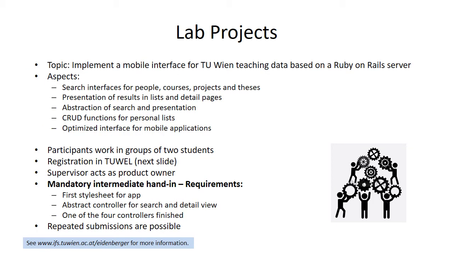Okay, what's happening in the lab project? There comes a list of requirements in the third part of this presentation. For now, it is, as I said, implementing a server application, so a gateway between our data in the TIS system and mobile devices. Aspects are searching for people, courses, projects, and thesis. Thesis meaning diploma thesis, presenting the lists of results. And of course, from those lists I can go to a detailed view. If I'm particularly interested in a certain course, person, project, or whatsoever, I can create a favorite.